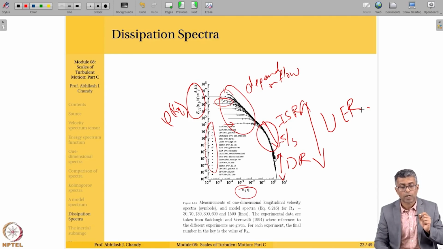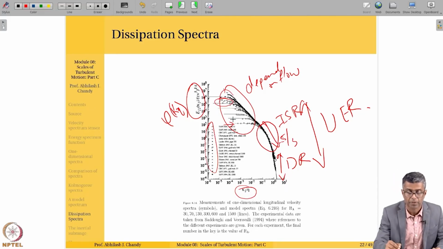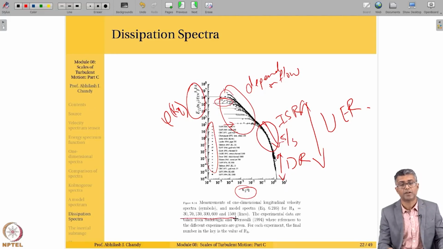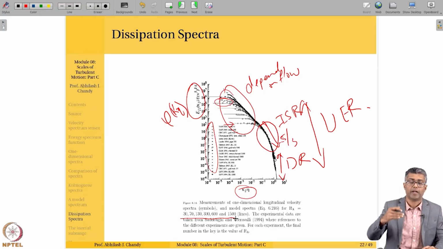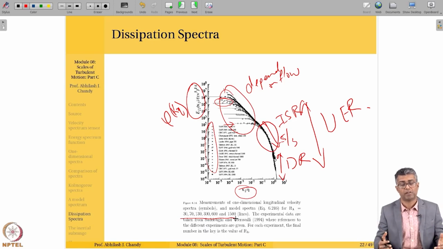And one additional point: these model spectra are for different R lambda values, as you can see, 30, 70, 130, 300, 600 and 1500. As the Reynolds number, the R lambda value, is increasing, these curves are going higher and higher. That means you have more energy with higher Reynolds number. That makes sense. More fluctuations, more kinetic energy, higher level of energy with higher Reynolds numbers. And that you can see from the model spectra, and you can see from the experimental data as well.